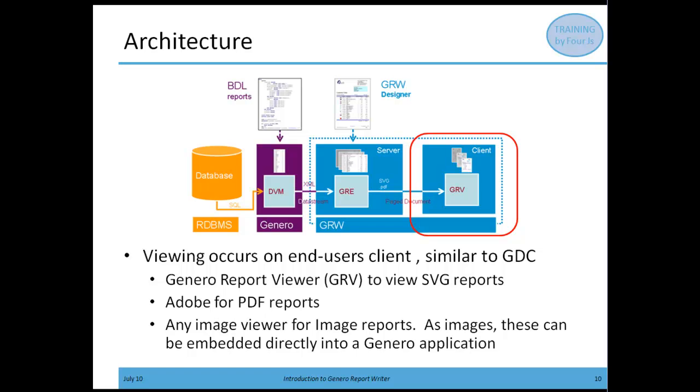Alternatively, and you'll specify this using a reporting API to tell us how you want it output, you could put it out to PDF, you could put it out to an image viewer, you could output it directly to a printer. So you have other options, but if you want to just view it online quickly and view it as it streams in, you would use the Genero Report Viewer.